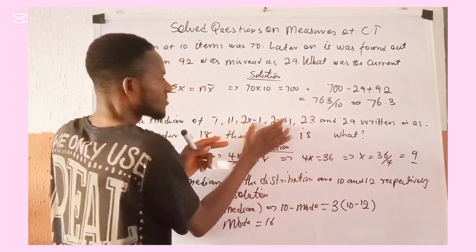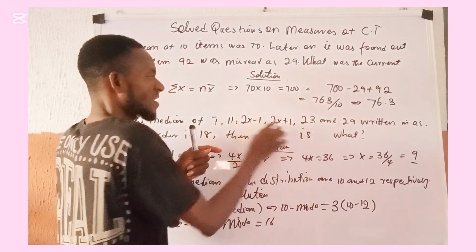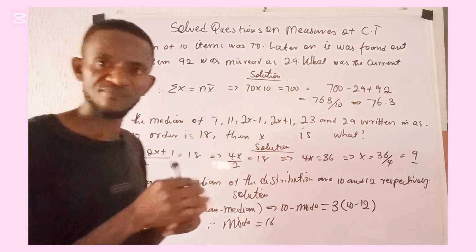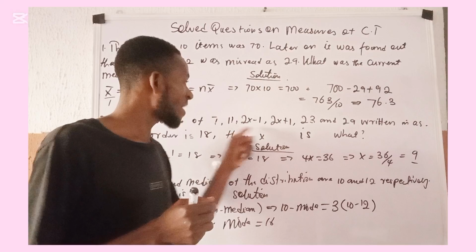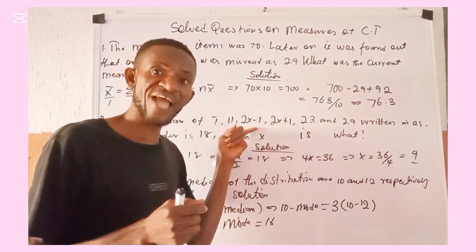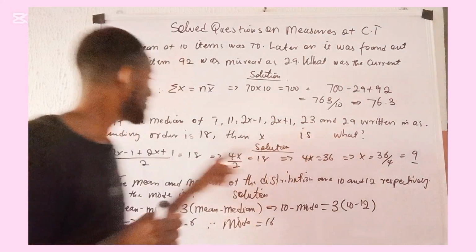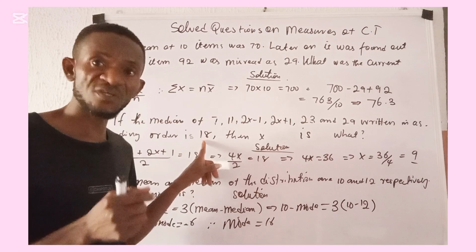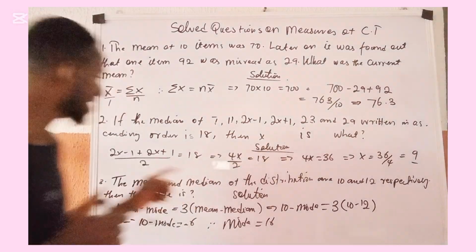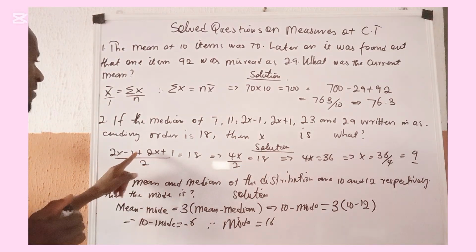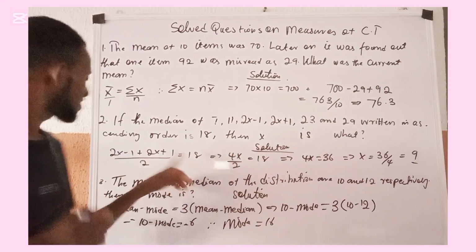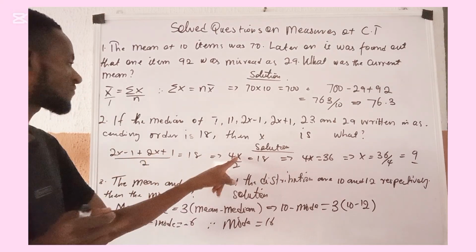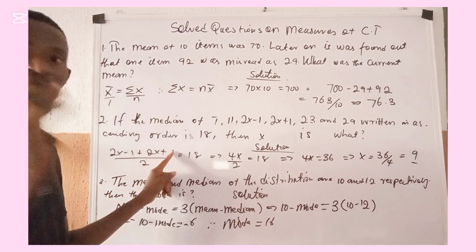The two central observations we have are 2x minus 1 and 2x plus 1. Which means it is these two observations that we sum together and divide by 2, to get the median, which is 18. Then you come down here and say (2x minus 1 plus 2x plus 1) all over 2 is equal to 18. Then 2x plus 2x will give you 4x. Minus 1 plus 1 will cancel off.